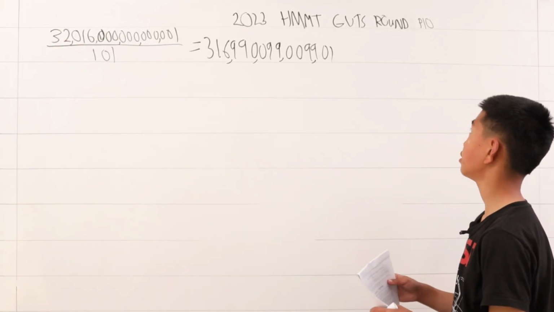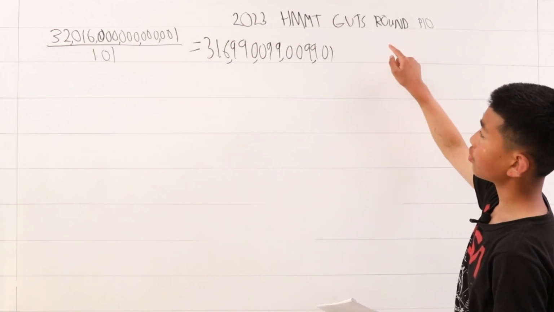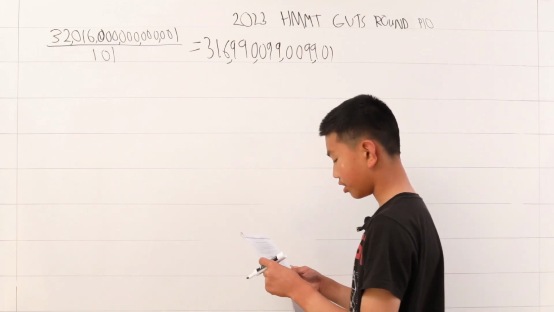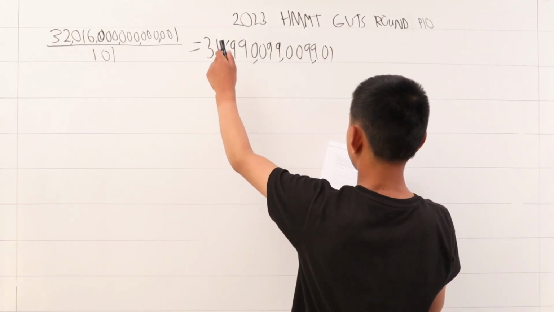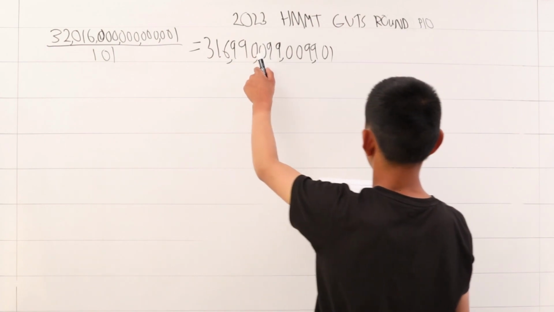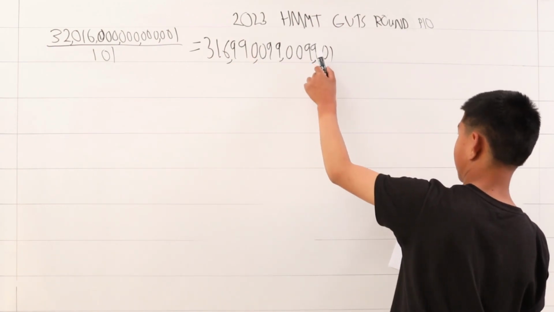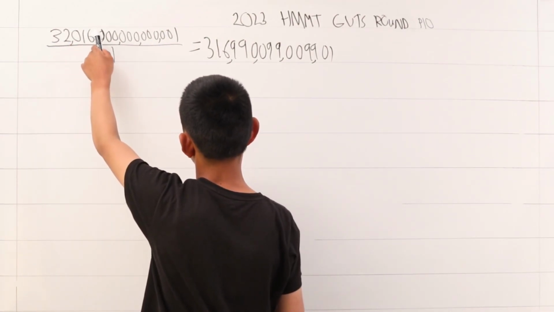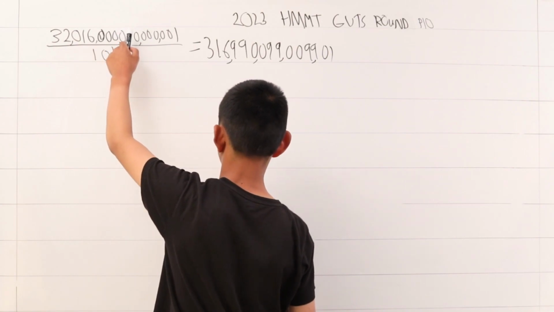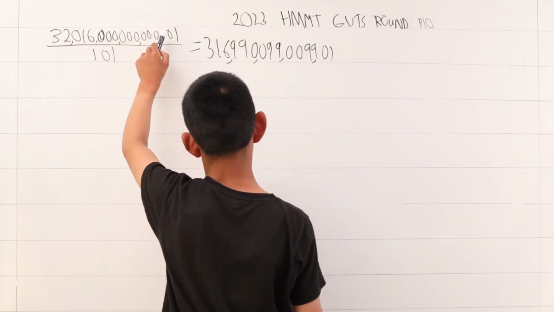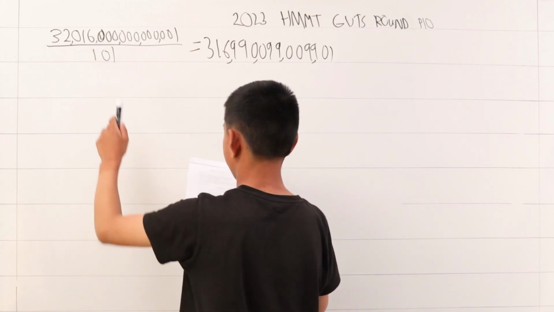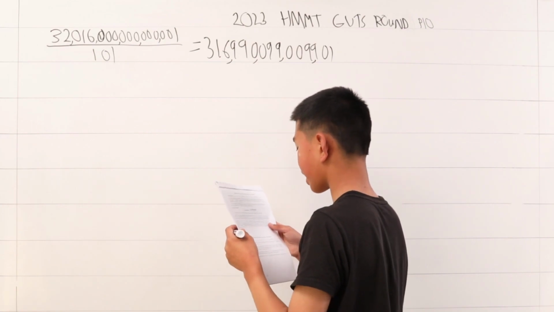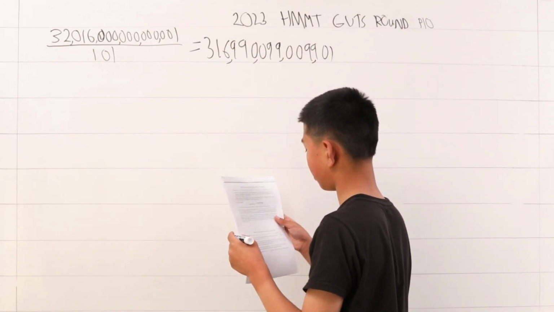Today, I am going to explain problem 10 of the GUTS round of the HMMT of 2023. The number 32016000000000001 divided by 101 is the product of two distinct prime numbers. Compute the smaller of these two primes.